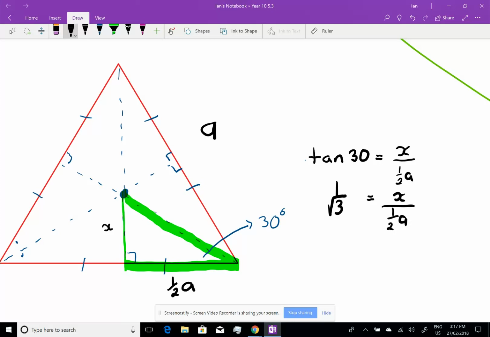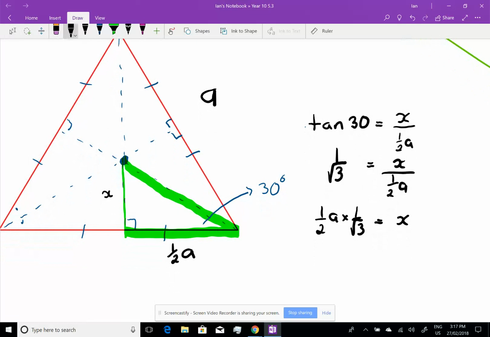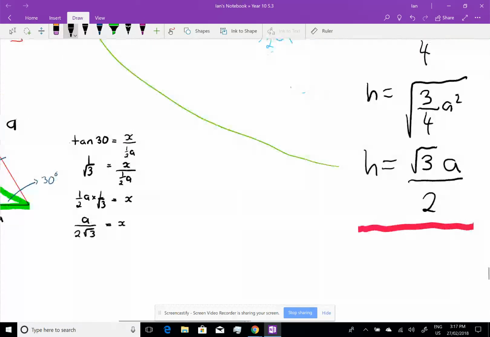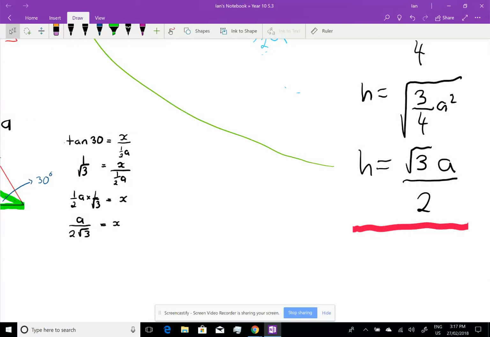This is now an equation. I'm going to multiply that half A across. So I get a half A times 1 on root 3 equals X. Therefore, A on 2 root 3 equals X. Now we know the whole height. The whole height is root 3 on 2A.